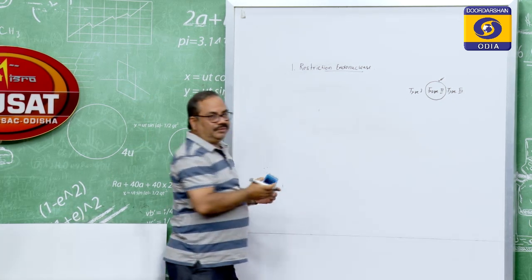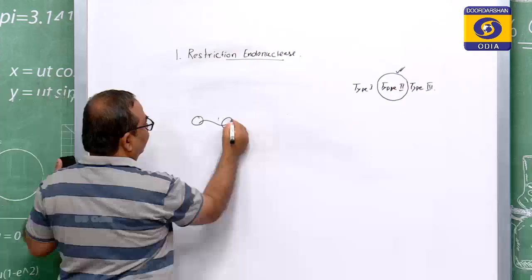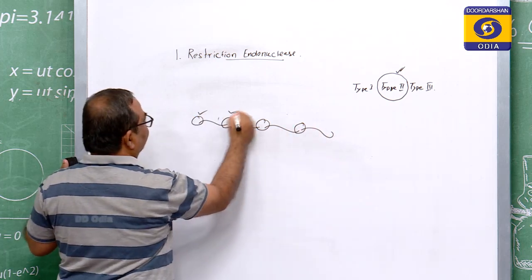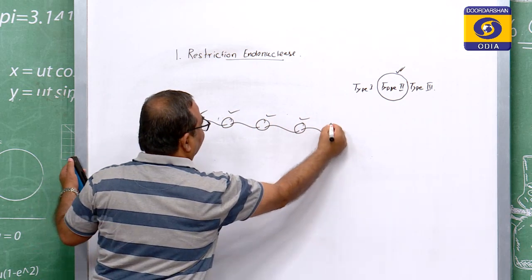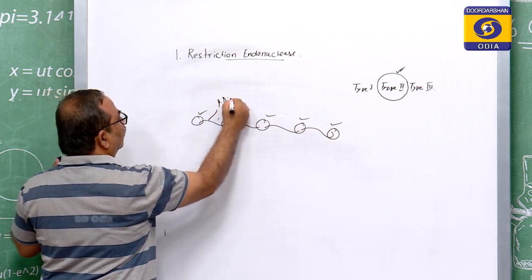I have already told you a little earlier that DNA is a polynucleotide. So, these are the nucleotide monomers, and these nucleotide monomers are joined by phosphodiester bonds.